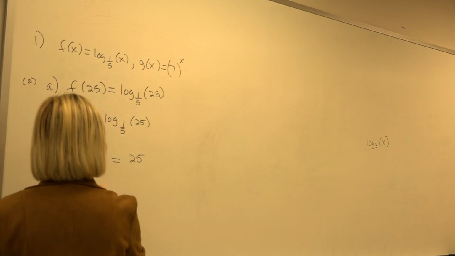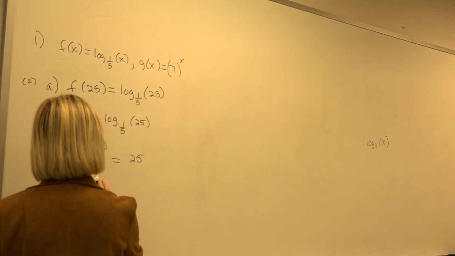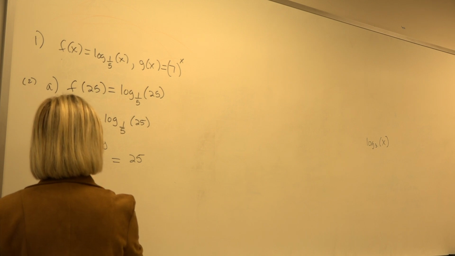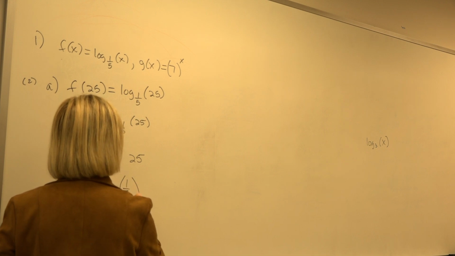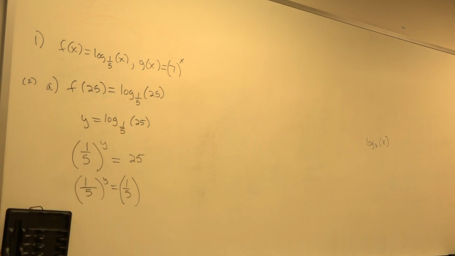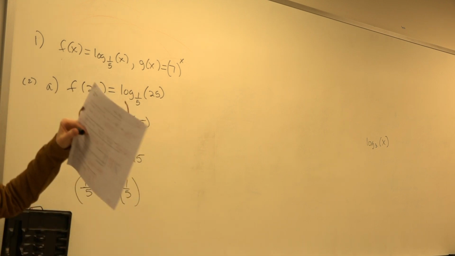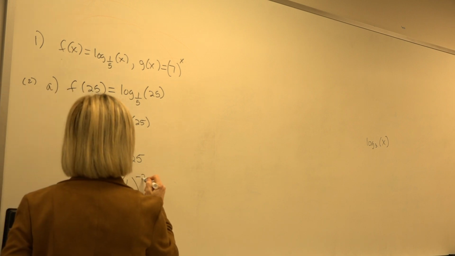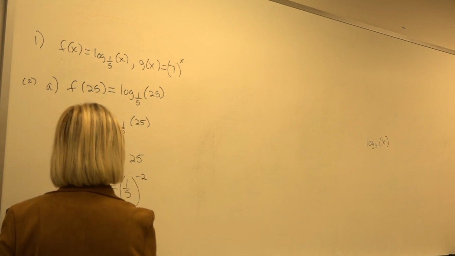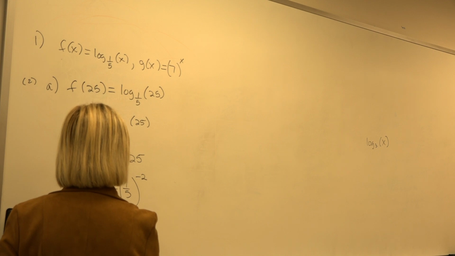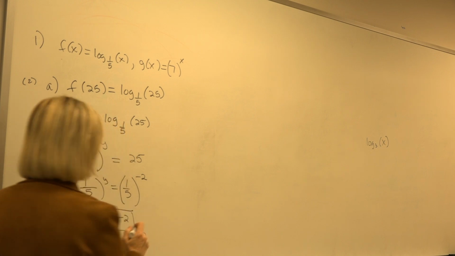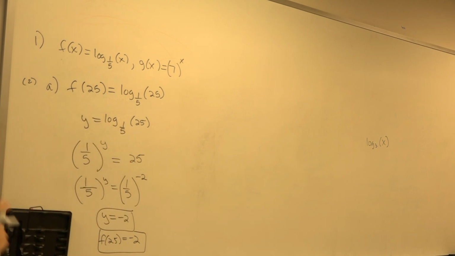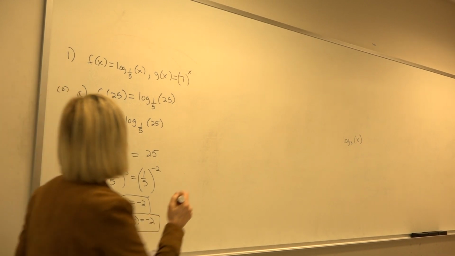So we have 1/5 to the y equals, to get 25 out of 1/5, we're going to have to square it and invert it. So power -2. And so now we know that y equals -2. Or another way to say that, f of 25, because that's y, equals -2. So that's our first question. That was worth 2 points.